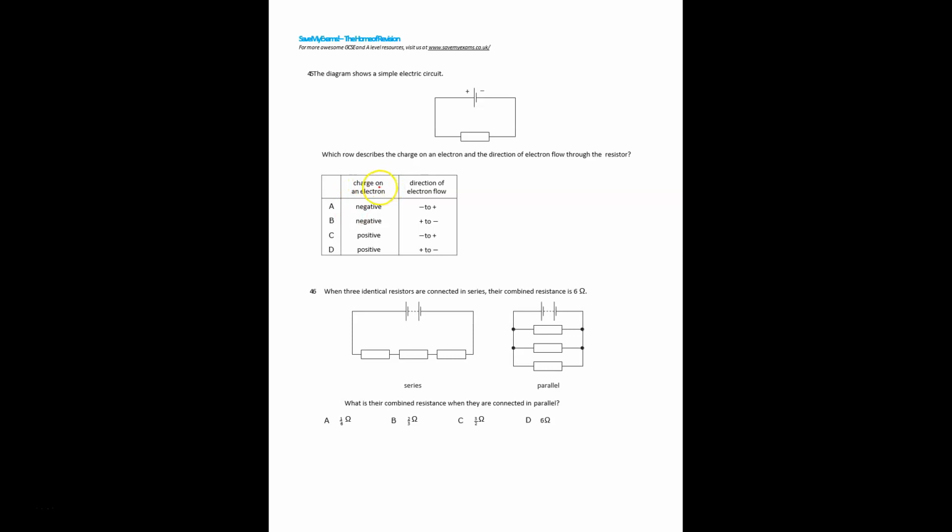Here, the charge on the electron is negative. The direction of electron flow is negative to positive. So the option is A. Here you see, this way is the electron flow. The opposite side is positive to negative. This is negative to positive, right? Now positive to negative is called conventional current flow or current flow.